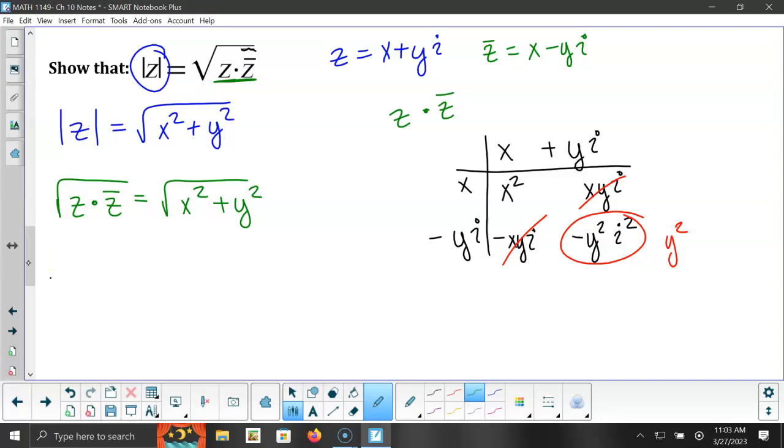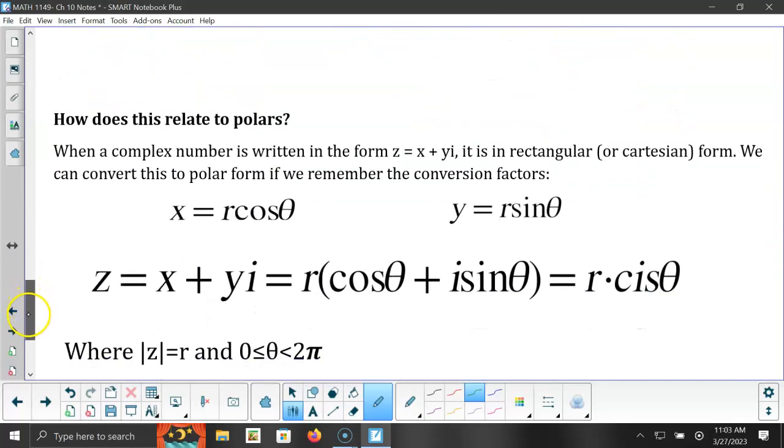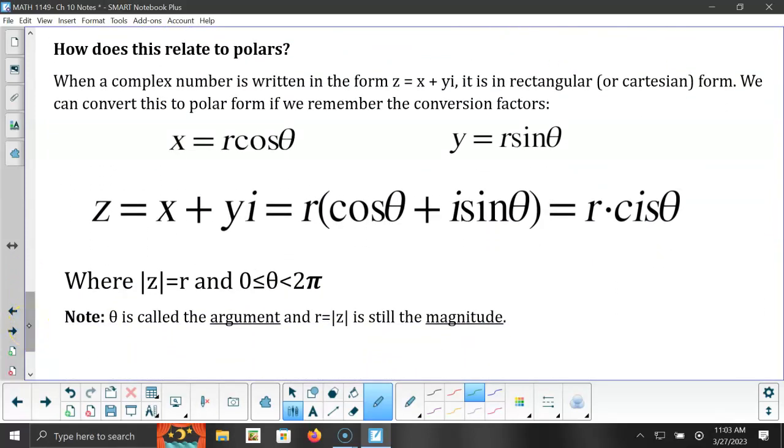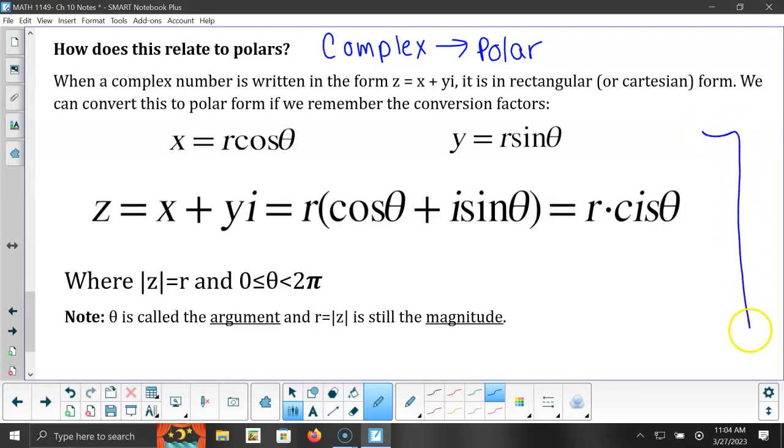Ready to scroll? Okay. So, how does all this relate to polars? Remember, x equals r cosine of theta and y equals r sine of theta. So, big important pieces, I would say, like, complex number to polar is going to be literally just this. So I would write all of this from here down.